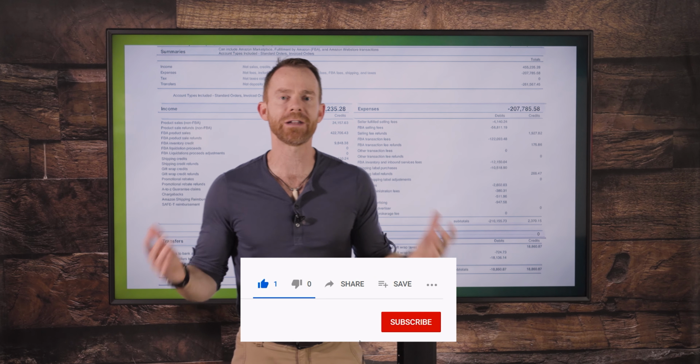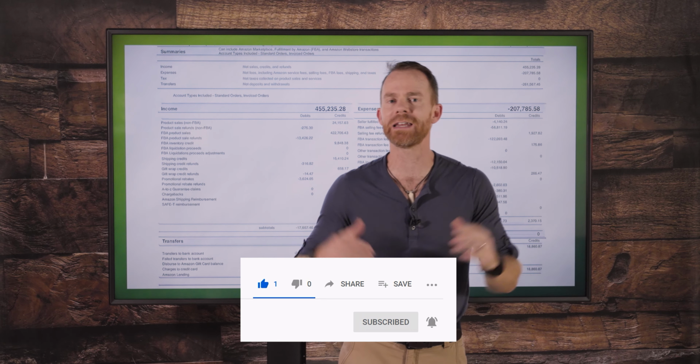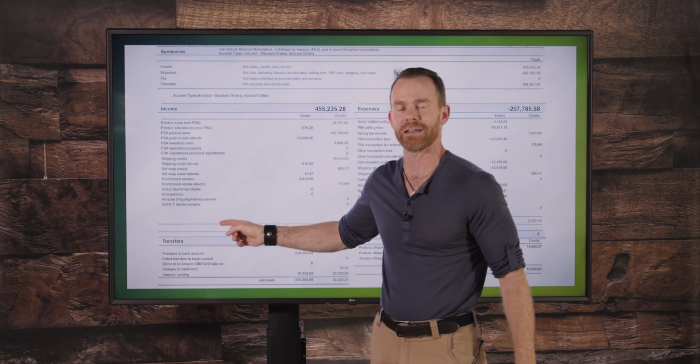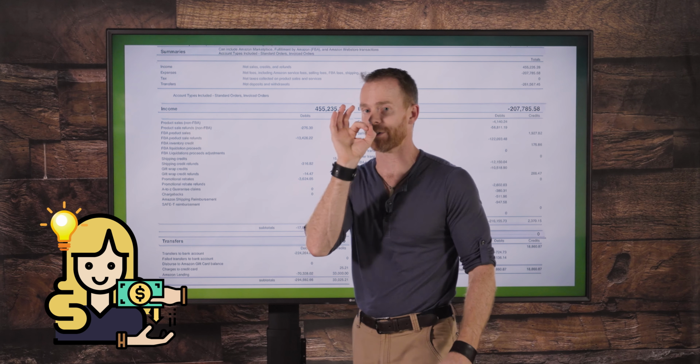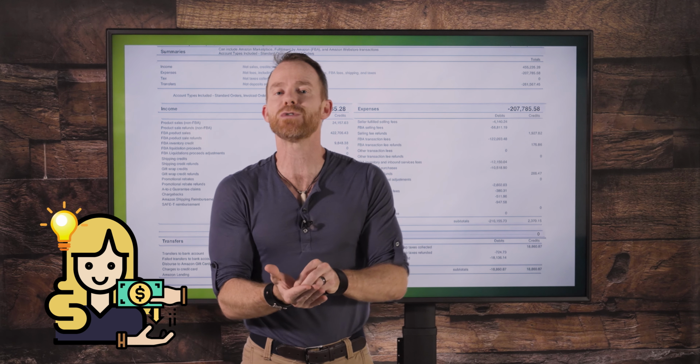So that next time you print that up, or you just open it up as a PDF on your web browser, you understand exactly what each of these mean. And when you understand what they mean, you understand your money. When you understand your money, you can manage it well to make more money.